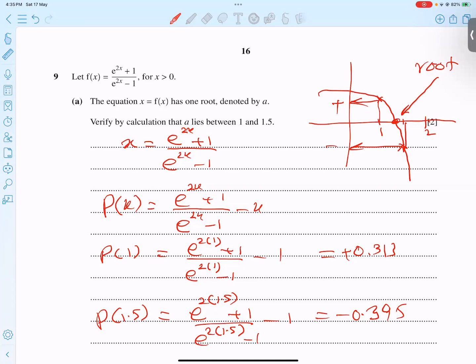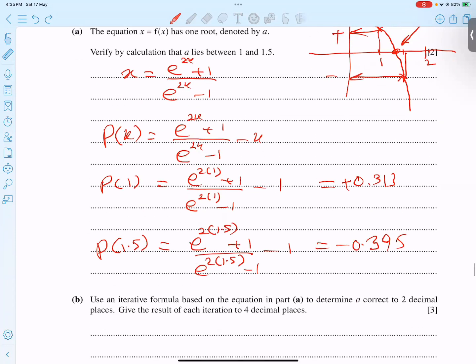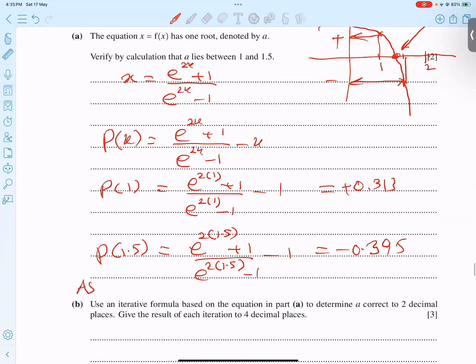So it means if one value is positive and one value is negative, then 100% there is an intersection point with the x-axis. So just simply write here: as sign changes, root lies between 1 and 1.5. I hope the point is very clear.